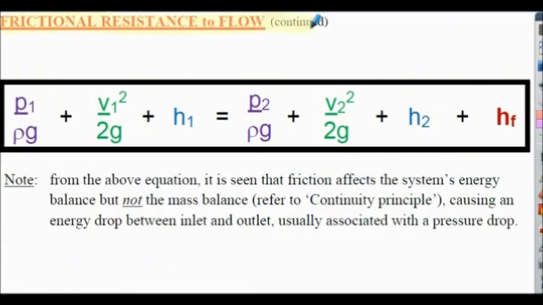Frictional resistance to flow continued. So note from the above equation, it is seen that friction affects the system's energy balance, but not the mass balance. Refer to the continuity principle of our previous presentation. So friction causes an energy drop between inlet and outlet, which is usually associated with a pressure drop.